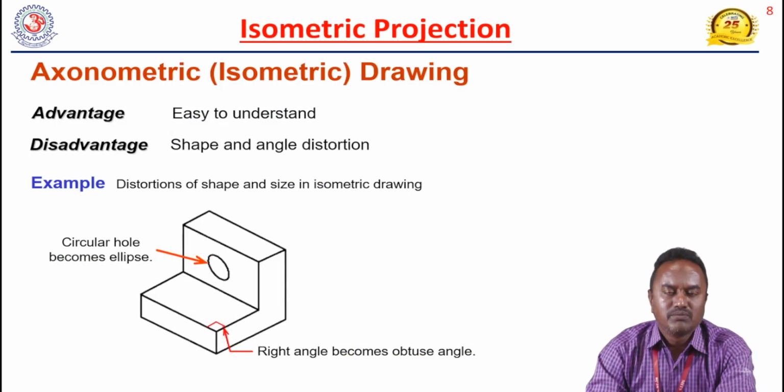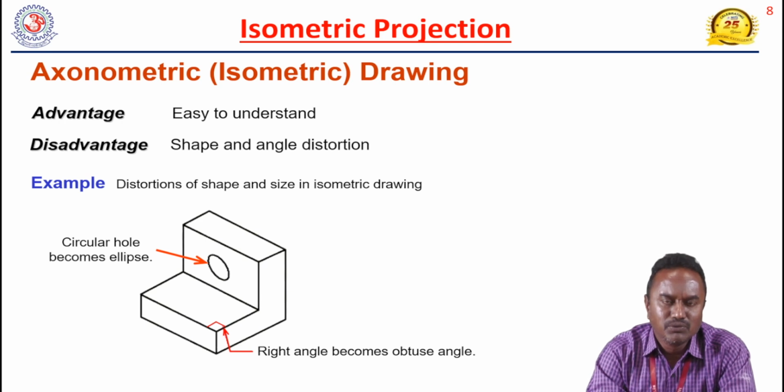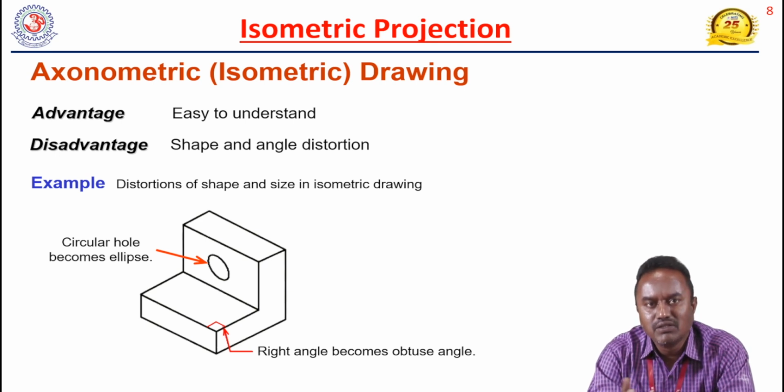When it comes to isometric projection, the object and the viewer are slightly inclined to each other. For example, normally 30-degree inclined, the object and the viewer are 30-degree inclined to each other. We can see all the dimensions in a single view. The main advantage in isometric or axonometric view is that it is very easy to understand, and the shape and angle are slightly distorted, that is the disadvantage.